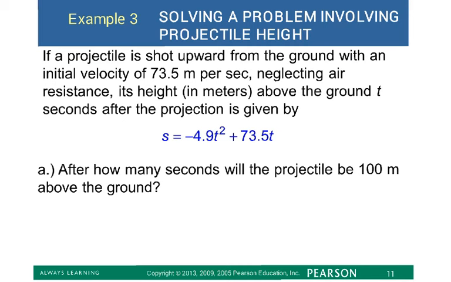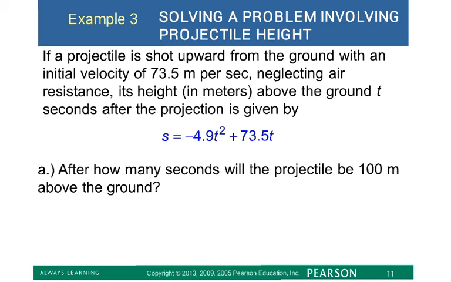Alright, so here's our example. If a projectile is shot upward from the ground with an initial velocity of 73.5 meters per second, neglecting air resistance, its height in meters above the ground, t seconds after the projection, is given by this formula that we have here.